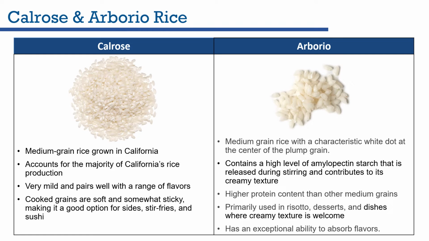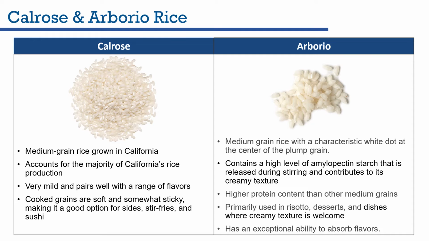Now let's talk about a couple medium grain varieties you might have heard of or seen in stores. Calrose and Arborio rice. Calrose is a medium grain rice grown in California, hence the Cal in its name. It was first released in 1948, and these days Calrose accounts for the majority of the state's rice production. It's very mild, so it pairs well with pretty much any other flavors. When cooked, Calrose rice is soft and somewhat sticky, making it a good option for a side dish, stir fries, or making sushi.